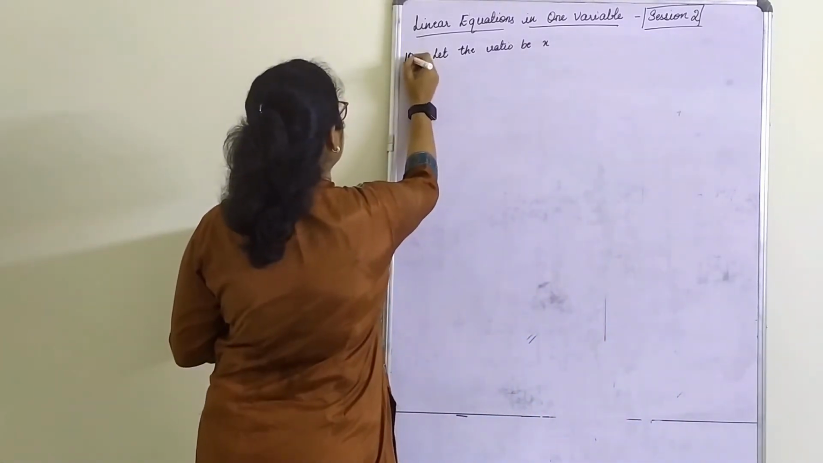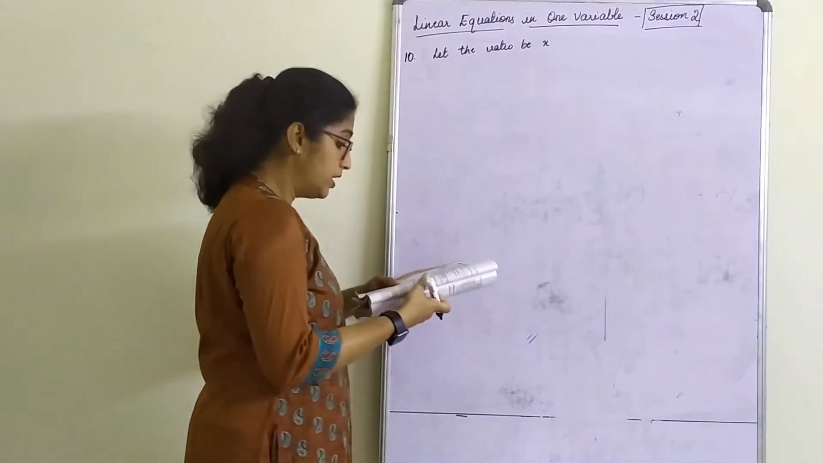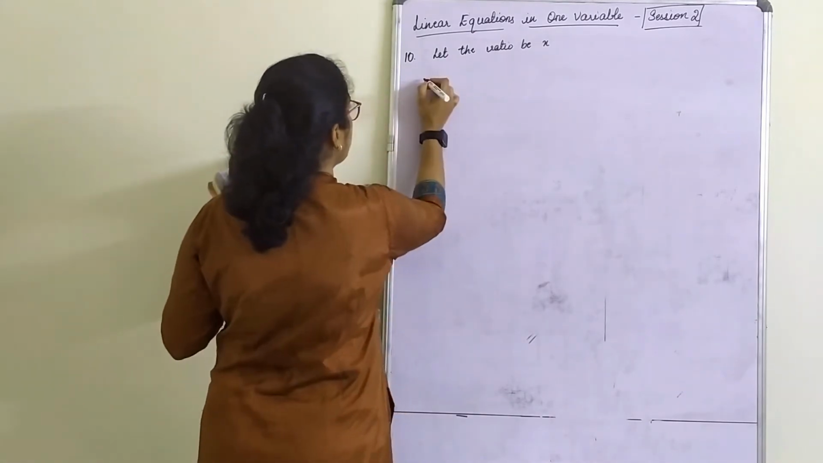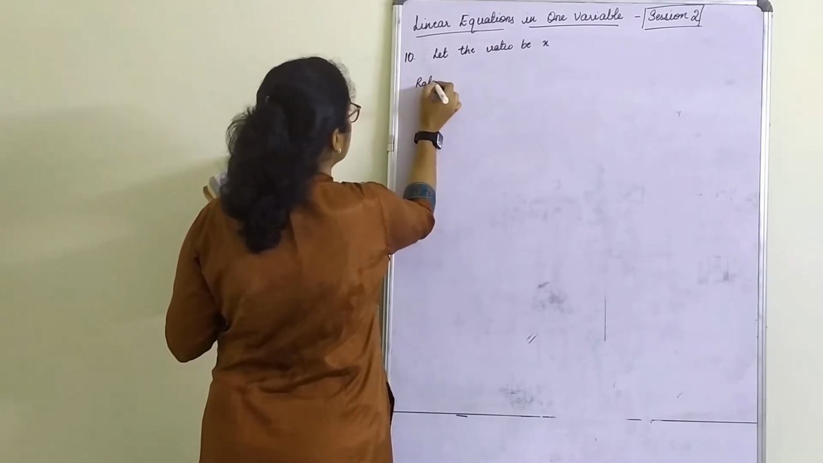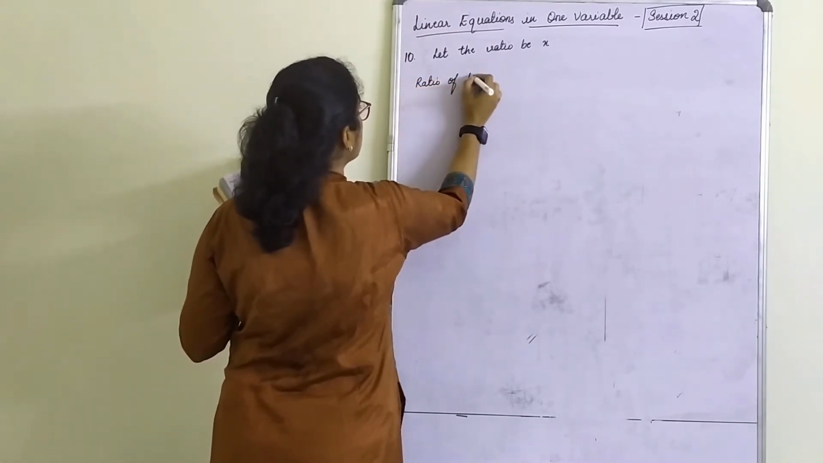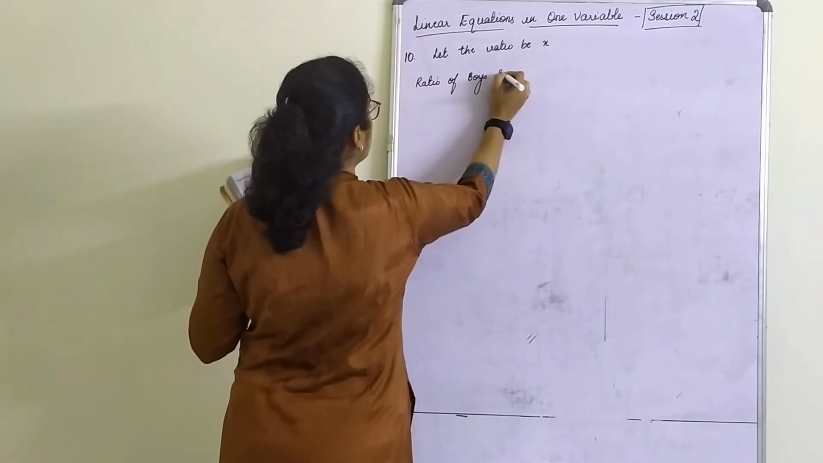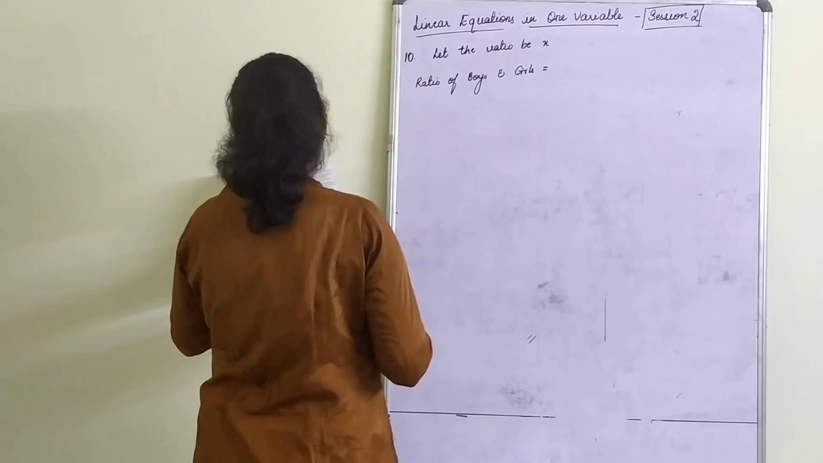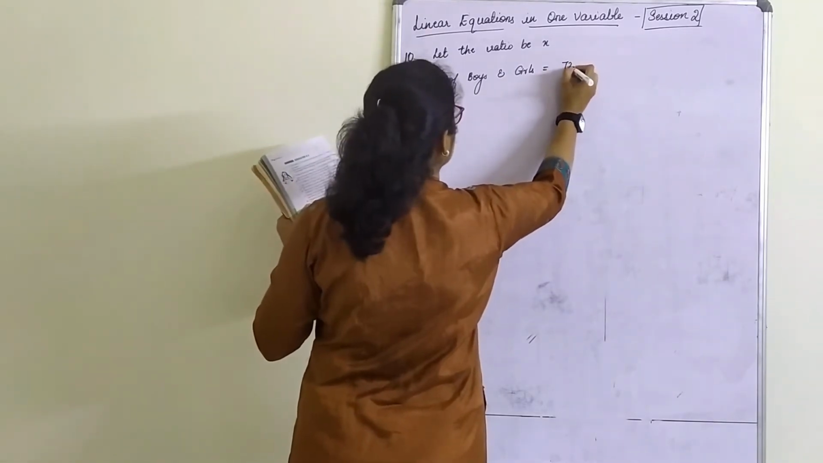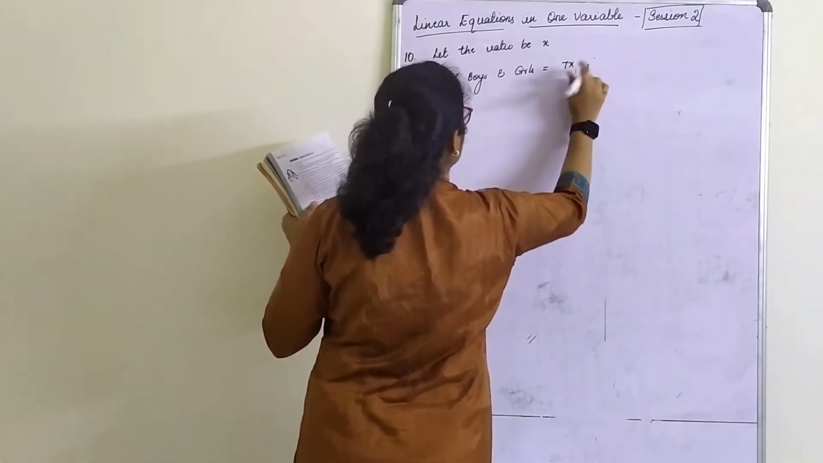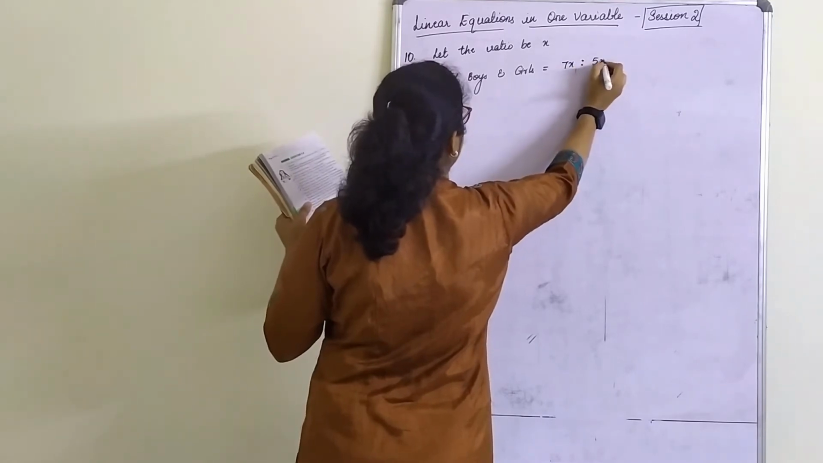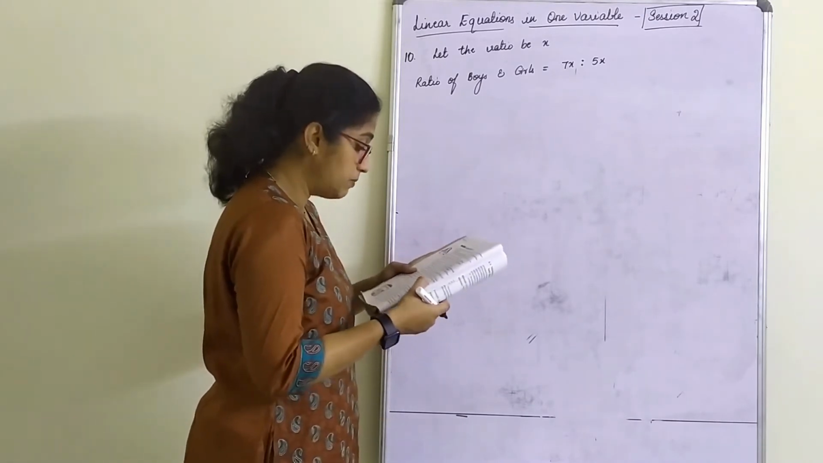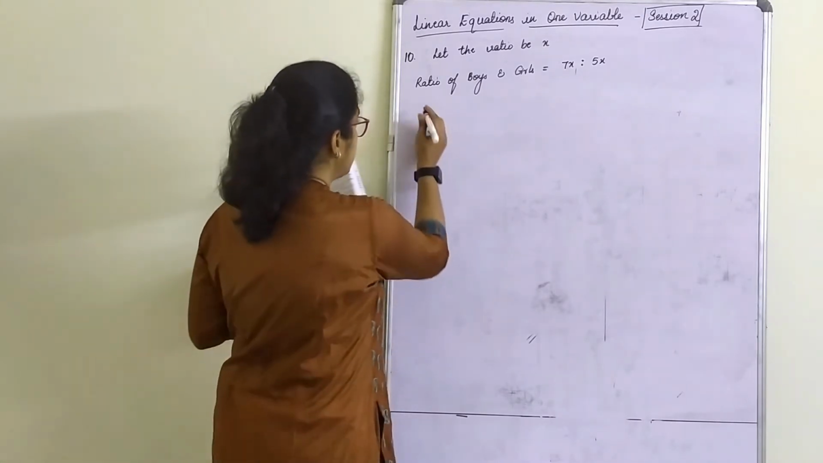Let the ratio be x. So the number of boys and girls in the class are in the ratio 7 is to 5. Ratio of boys and girls is how much? So boys are 7x and girls are 5x, or 7x is to 5x. So boys are in the ratio 7x and girls are in the ratio of 5x. Keep that as it is. The number of boys by data.